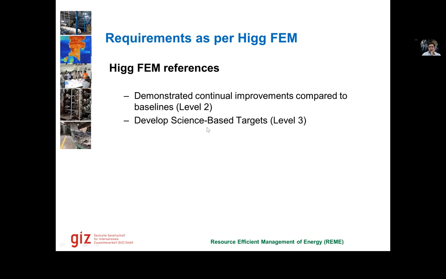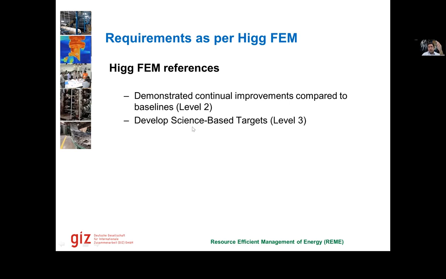And in level 3, it requires them to develop science-based targets. There is an institute called the Science-Based Targets Initiative, SBTI. I shared this as well in the beginning when we were talking about HIG FEM. In this one, you have to first commit that you want to improve. Then you have to give them your targets: how much do you want to reduce your GHG emissions, in scope 1, scope 2, and scope 3. And then they monitor whether you have improved or not.